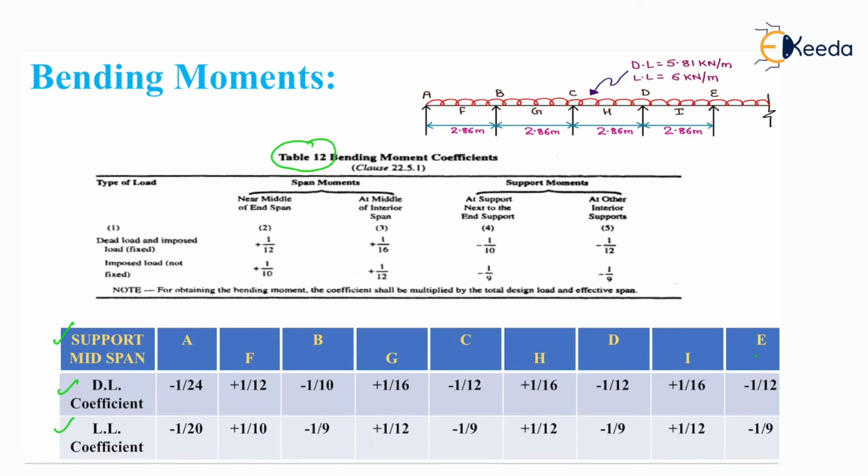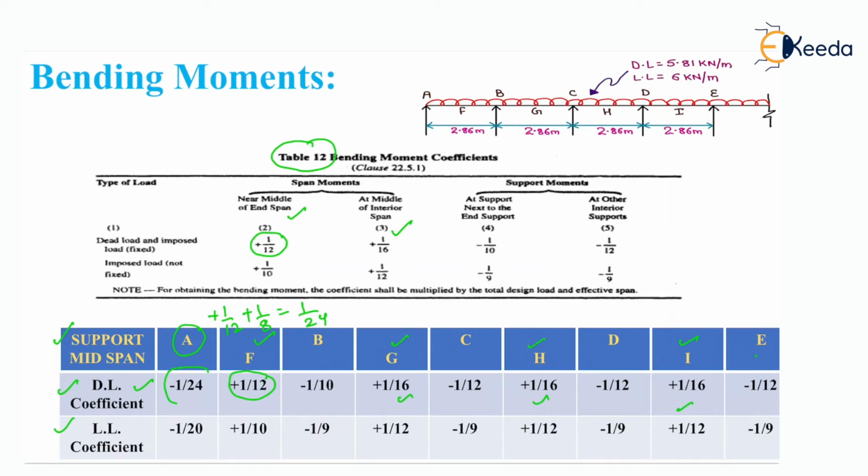Now for the calculation of dead load coefficient, for F, which is near the middle of the end span, it is plus 1 by 12, and for G, H and I, which are at the middle of the interior span, it will be plus 1 by 16. Now for the dead load coefficient for A, which is the end support, it will be calculated by adding the dead load coefficient of F, plus 1 by 12, and 1 by 8 from WL square by 8. We will get the value as 1 by 24.